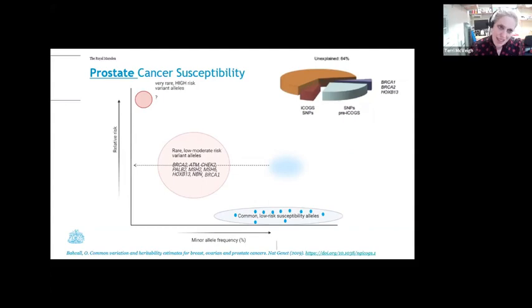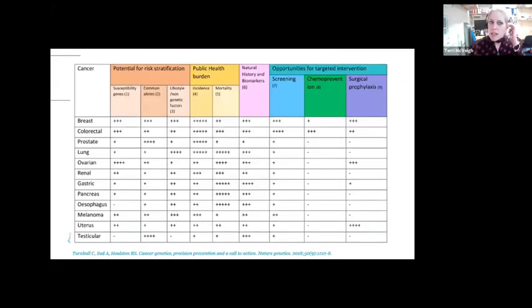If we think about prostate cancer susceptibility, it's slightly different compared to breast cancer, because you'll notice we haven't really identified any very high risk variant alleles for prostate cancer predisposition. We've identified quite a few moderate risk, but a lot of prostate cancer heritability remains unexplained, about 2/3 of it. And of the heritable risk factors that have been identified, the vast majority are these low penetrance alleles.